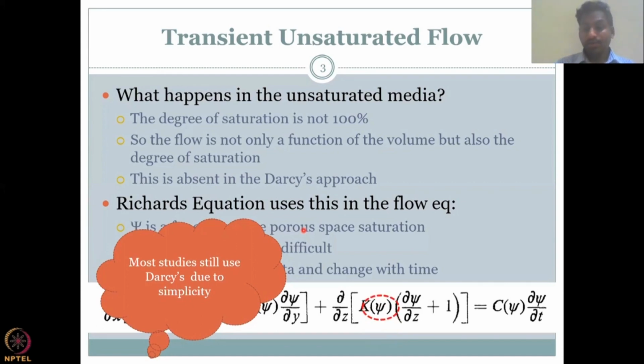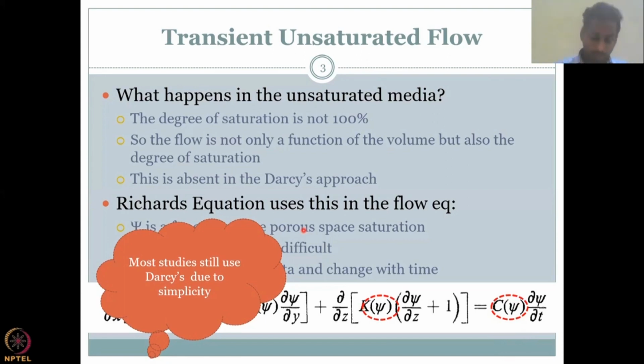So as I said, in Darcy, there is no function for psi, the degree of saturation, whereas here you do see that psi is present throughout the equation, and even your hydraulic conductivity is a function of psi. Because you can have high hydraulic conductivity, but if there's no saturation there, then how will water flow? That is a question raised by Richards.